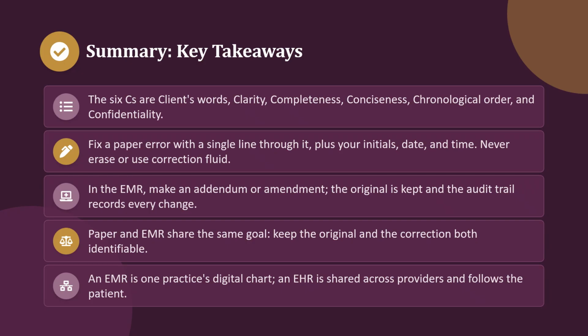3. In the EMR, you do not type over anything. You make an addendum or an amendment. The original is always kept, and the audit trail automatically records who changed what and when. 4. Notice that paper and the EMR share the very same goal, to keep both the original entry and the correction identifiable, even though the method differs.